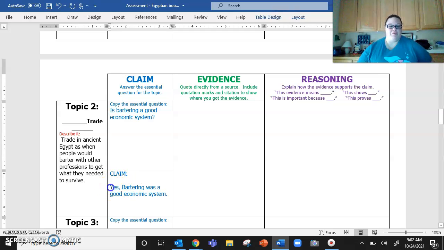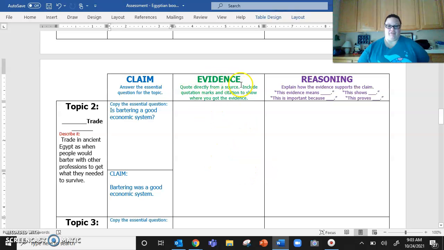No, because when we have that explicit answer to the question, it makes our writing weak. So we're going to take out that yes, and that leaves us with bartering was a good economic system. Is that a solid answer? Yes, it is. So we're doing our evidence and our reasoning again.